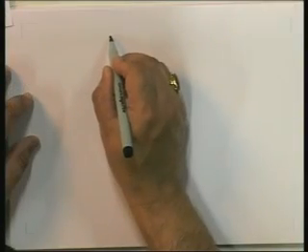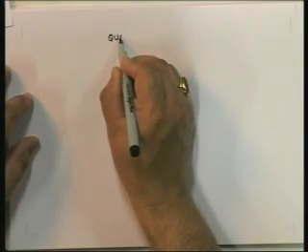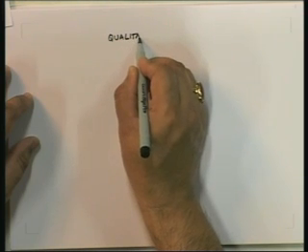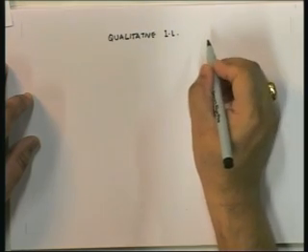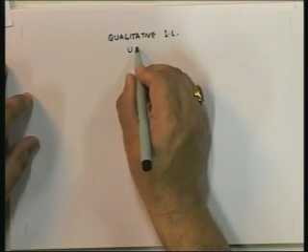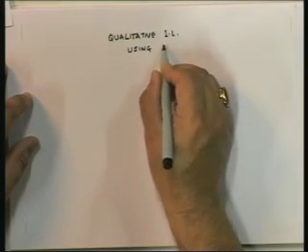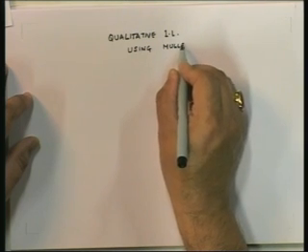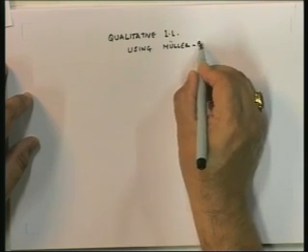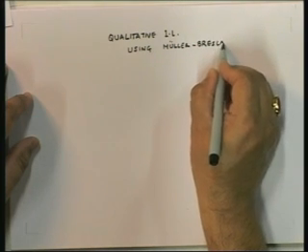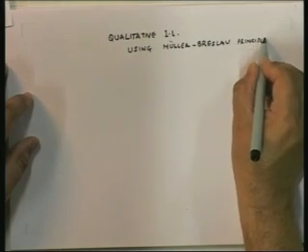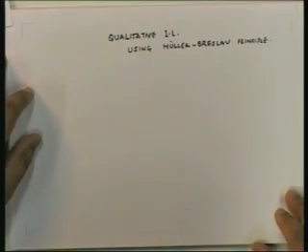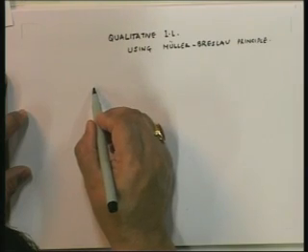First, qualitative. So we're going to do qualitative influence lines, and we'll be using the Mueller-Breslau principle. Okay, so let me draw this.